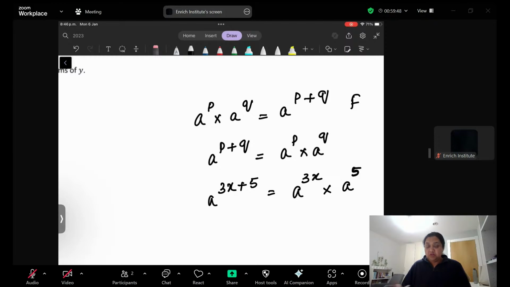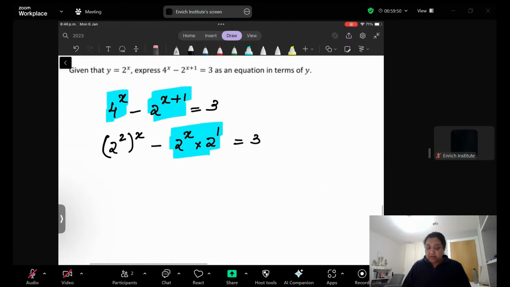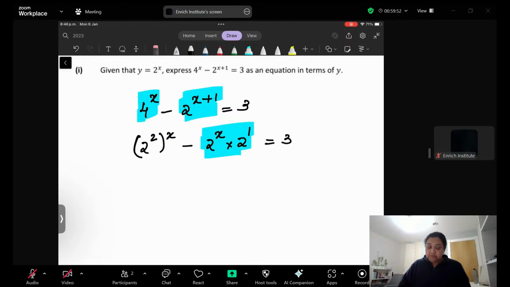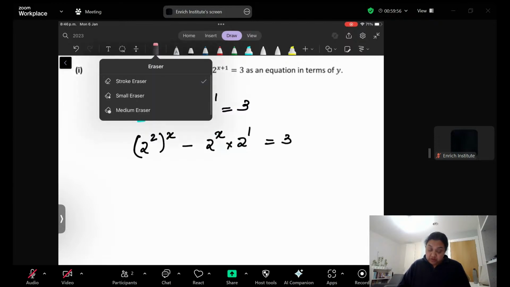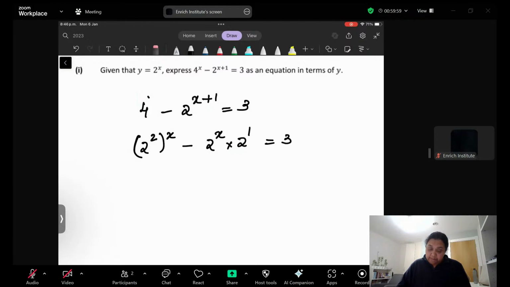Okay. So you can write this. That's what I have done here. Look at this. It's x plus 1. Let me just rub this so that I can shade it and tell you. 2 to the power of x plus 1 can be written as 2 to the power of x times 2 to the power of 1. Okay, so that's that simplification.